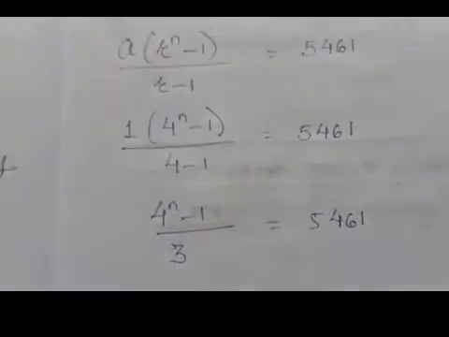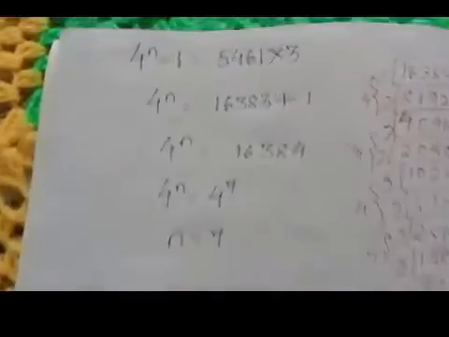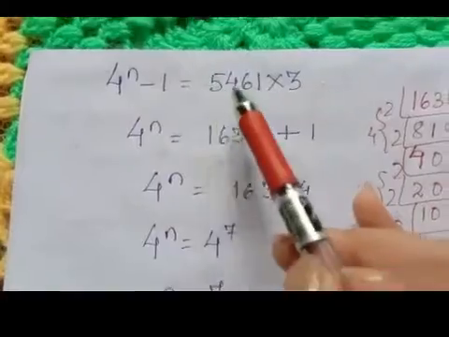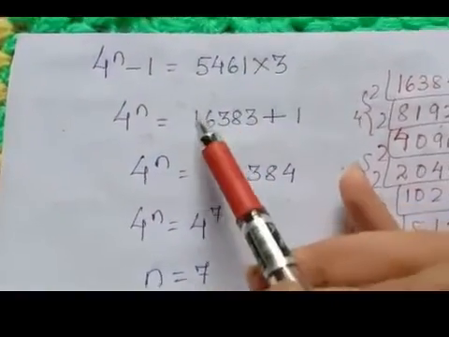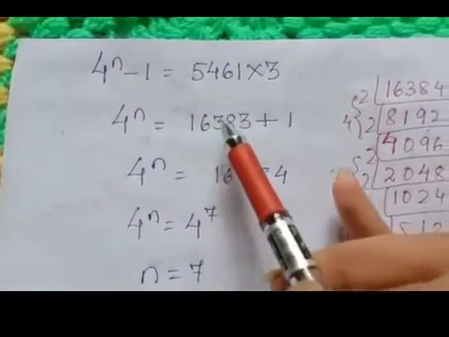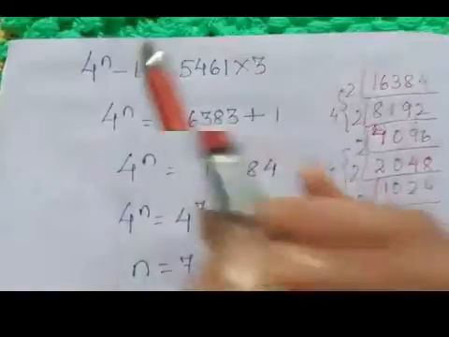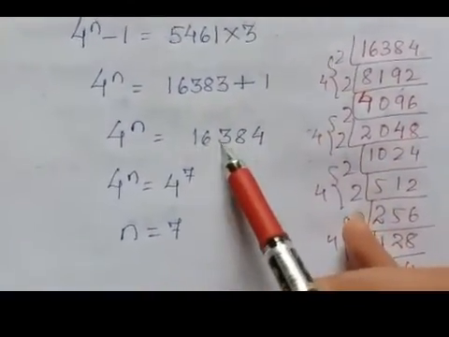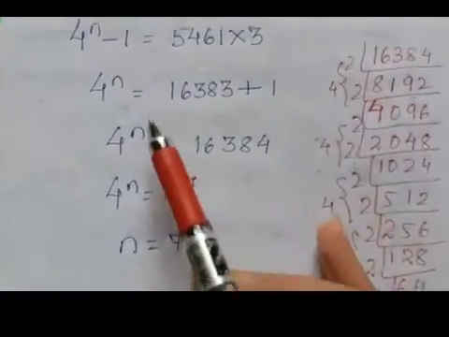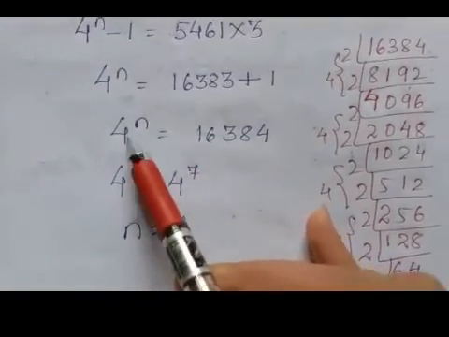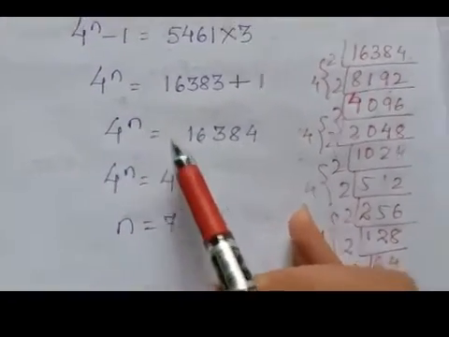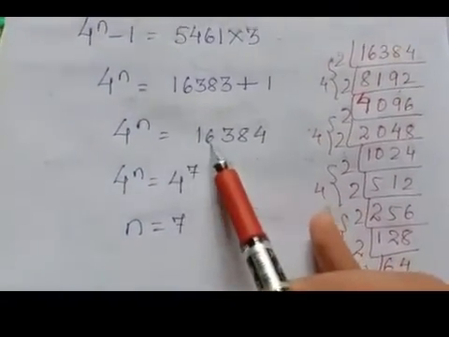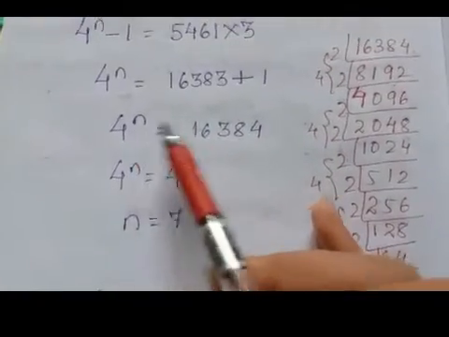Now cross multiplication. Do cross multiply. On multiplication, you'll get 16,383. Then this minus 1 will become plus 1. So on addition, you'll get 16,384. Now we need the value of n, and n is in the power. So here also you should get 4 to the power something. You have to make the same base.